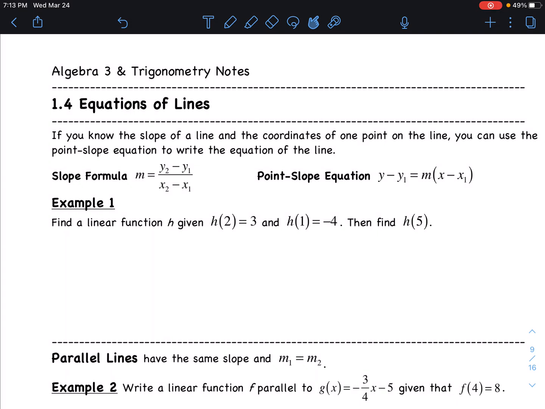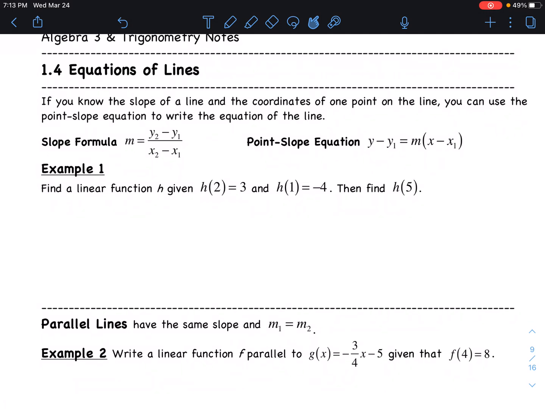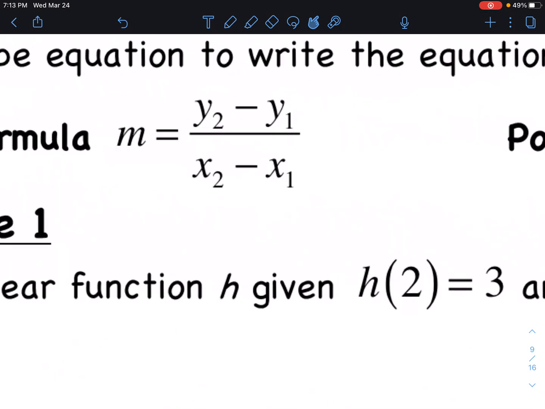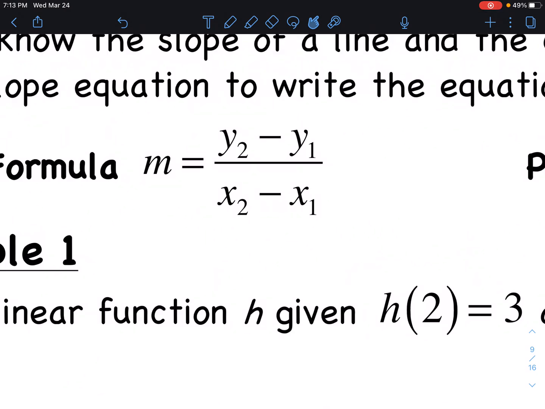If you did not, please stop this video and go back and watch it, or else today's going to be a little bit rougher. If you know the slope of a line and the coordinates of one point on the line, you can use the point-slope equation to write the equation of the line. We're going to be using two formulas today. We're going to be using the slope formula, m equals, subtract the y's on top, and subtract the x's on the bottom, and then simplify.